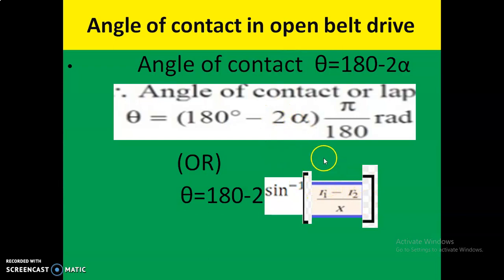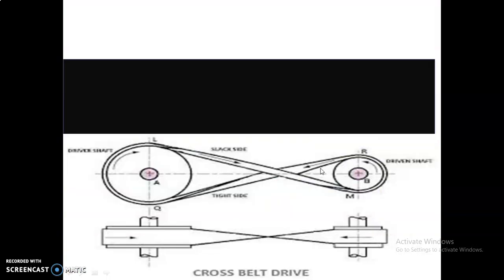So if you want to get the value of angle of contact in radians, we have to multiply with pi by 180. So I hope you understand. So let us start angle of contact in cross belt drive. So before that, what is cross belt drive?